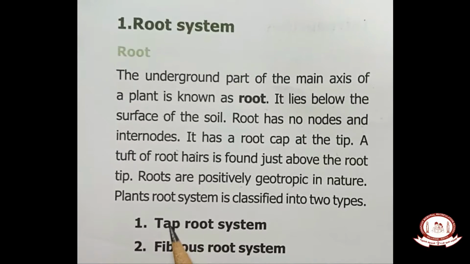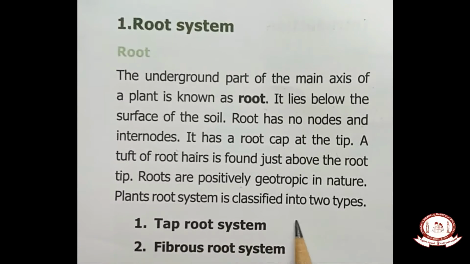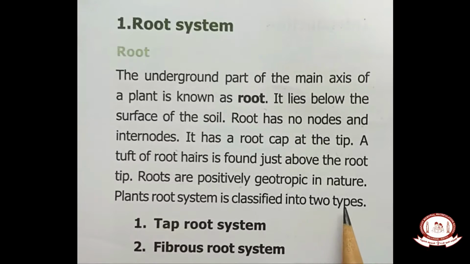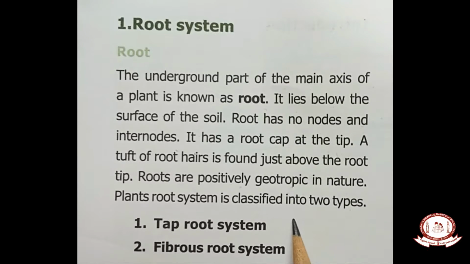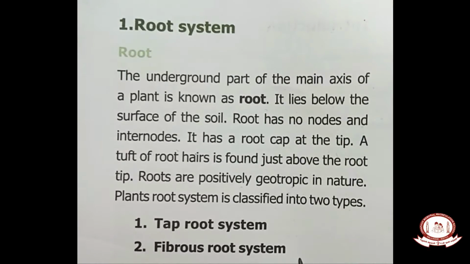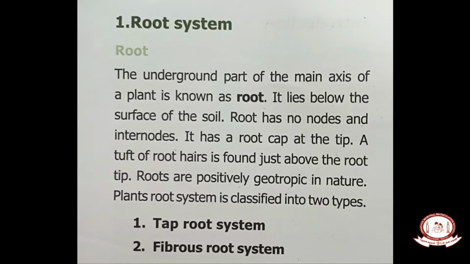The plant's root system is classified into two types. What are the two types of root system? Taproot system and fibrous root system. You will see the diagram of the roots now.